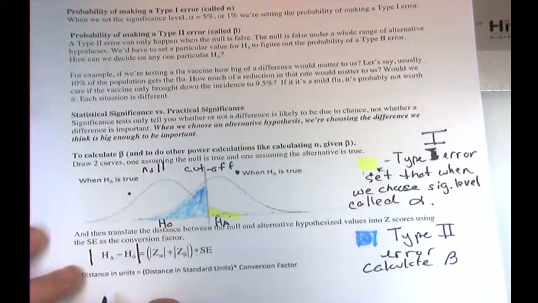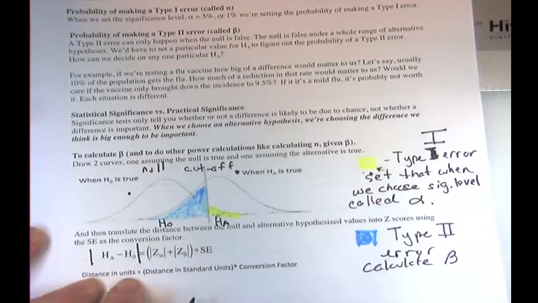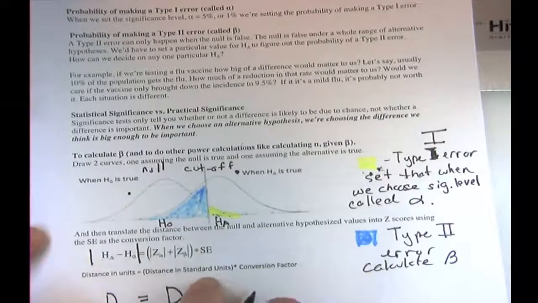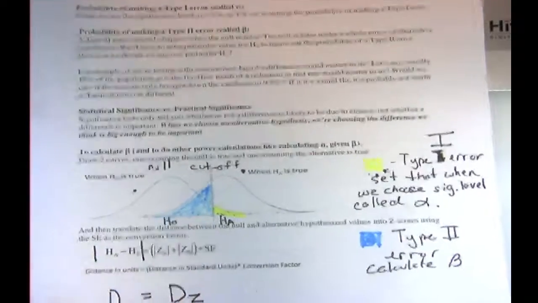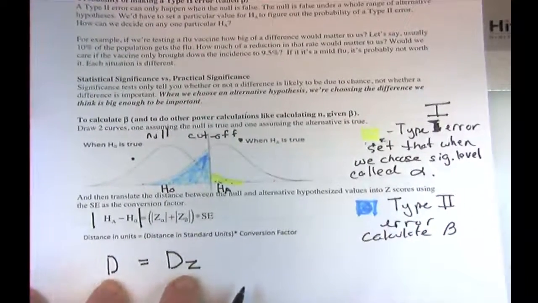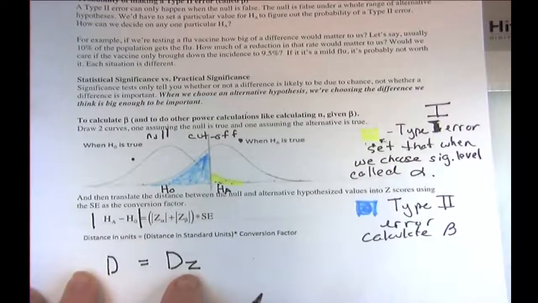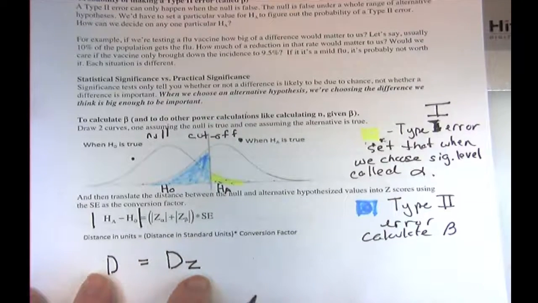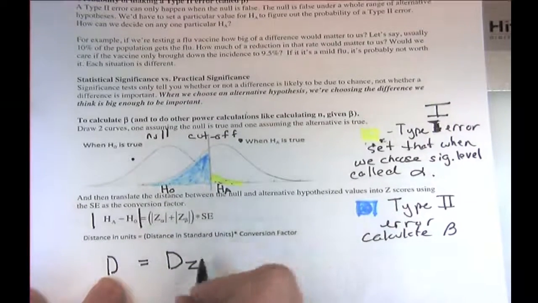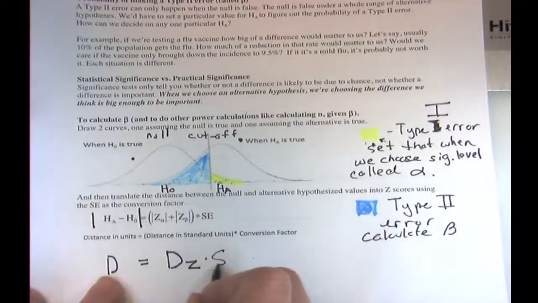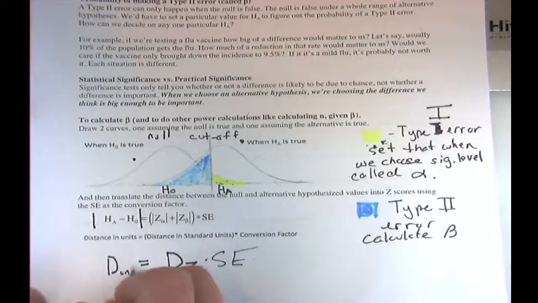So what we're trying to do is look at this distance in units, and translate it into a distance in standard units, which is a distance in z-scores. So we've got a distance in units and a distance in z-scores, and how do we always translate from a distance in units to z-scores? Well, we use this conversion factor called the standard error, which is what?